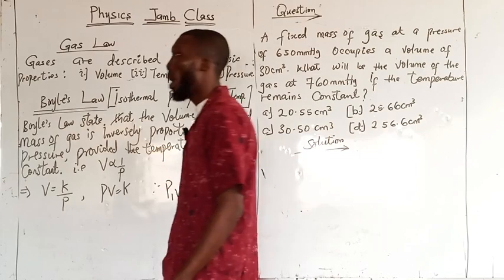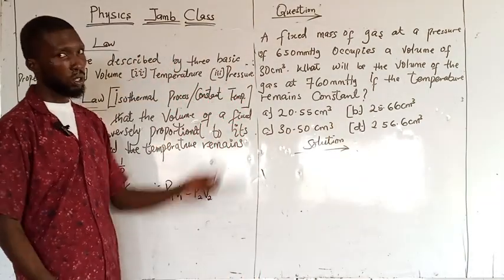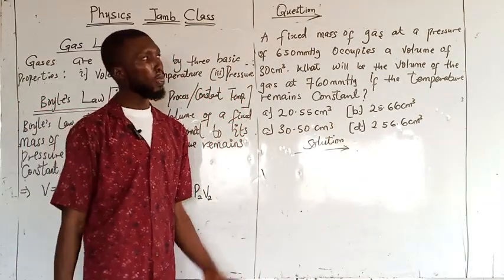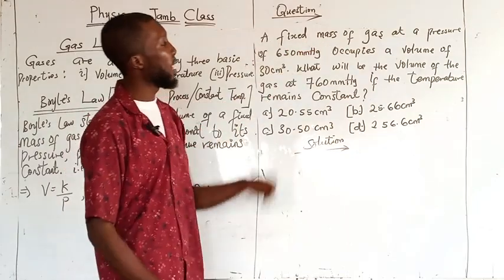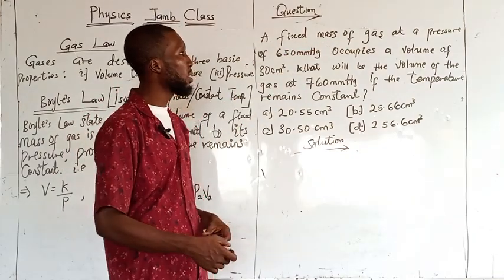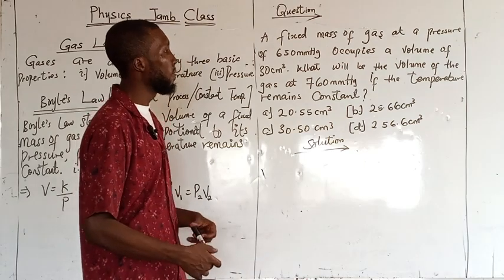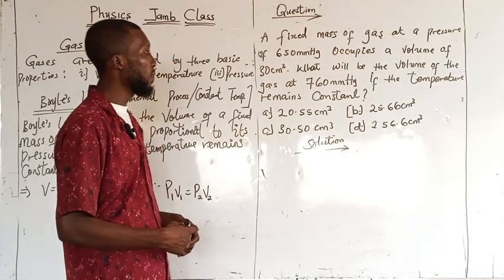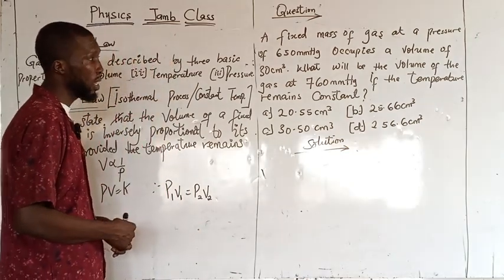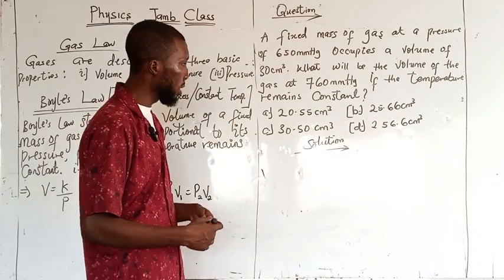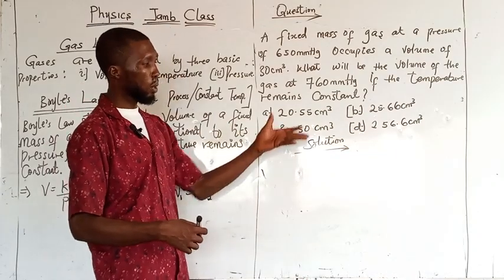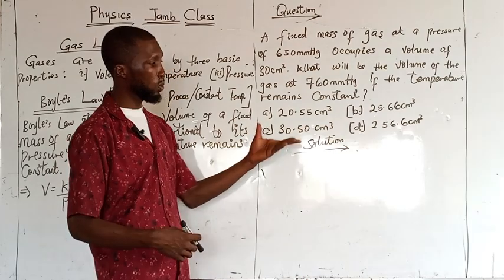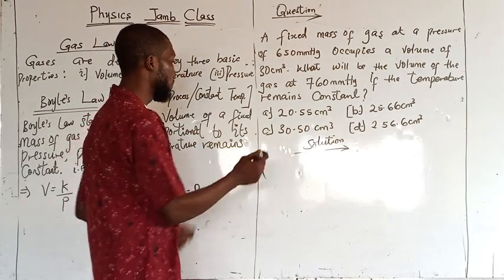So, let's see how we can apply this to questions. I have a question here before us. A fixed mass of gas at a pressure of 650 millimeters of mercury occupies a volume of 30 centimeter cube. What will be the volume of the gas at 760 millimeters of mercury if the temperature remains constant? We have the options, so we're going to solve and see which option corresponds to the answer we have.